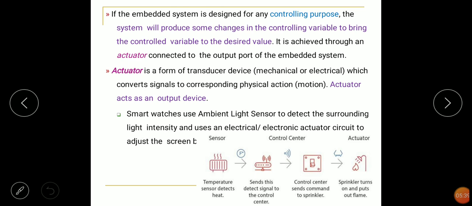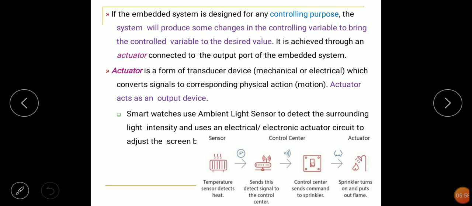Here is an example of an actuator. Smartwatches use an ambient light sensor to detect the surrounding light intensity and use an electronic actuator circuit to adjust the screen of your watch.